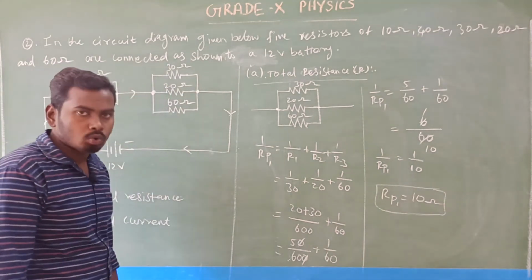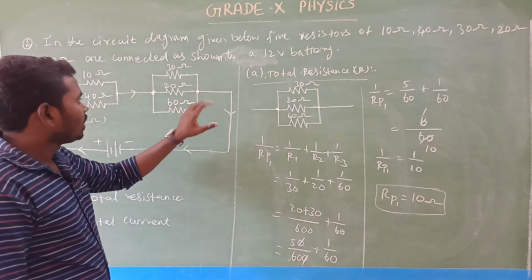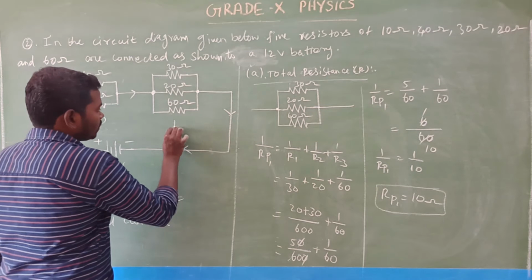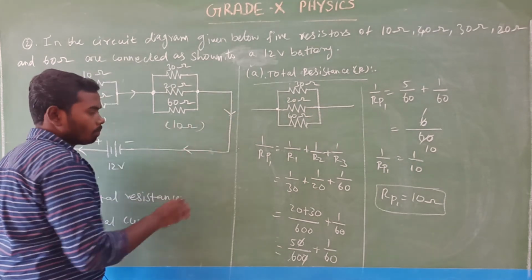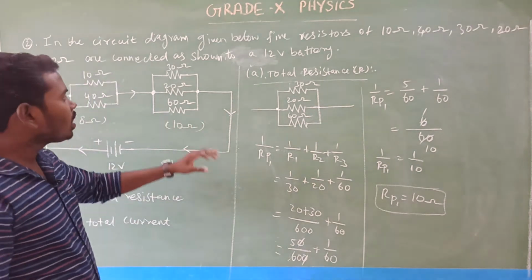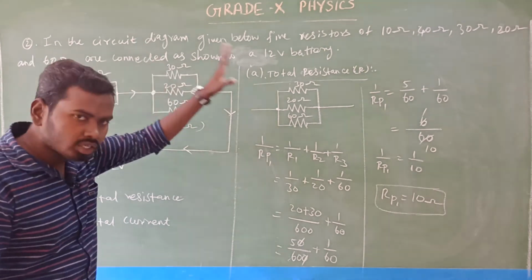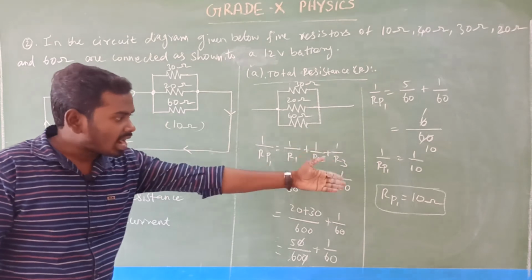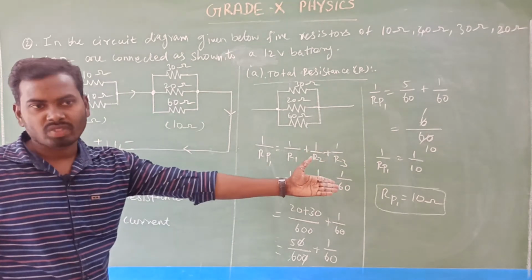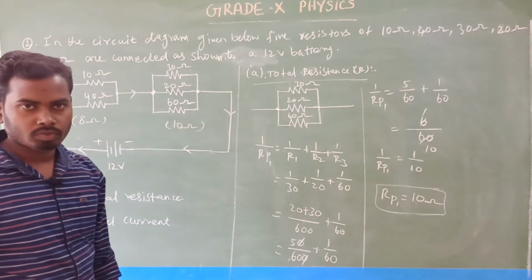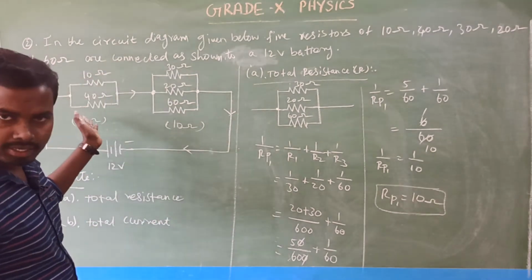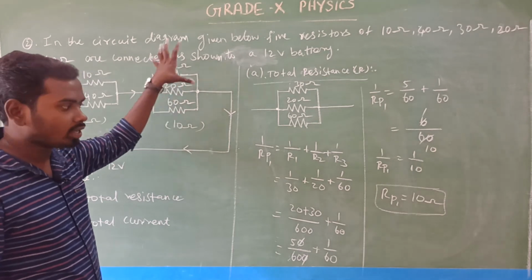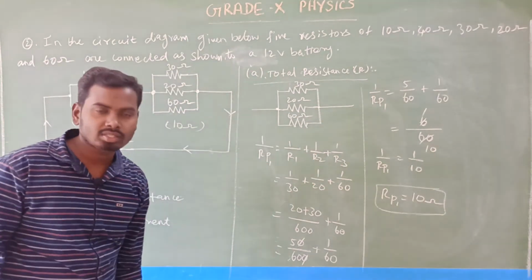Okay, yes. So look at here. We have found the equivalent resistance for this setup, that is equal to 10 ohm, which means we have converted this parallel combination into a single resistor value, that is equal to 10 ohm. As that of the first one, we have converted this setup into a single one. That value is 10 ohm.